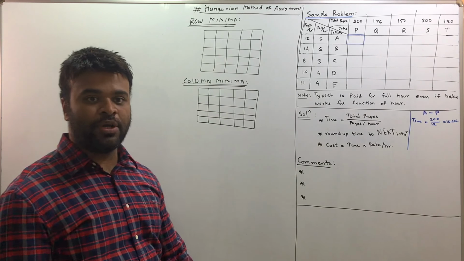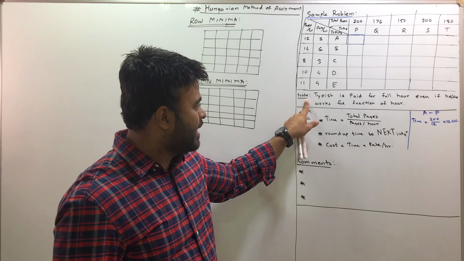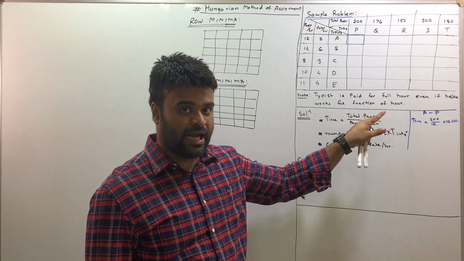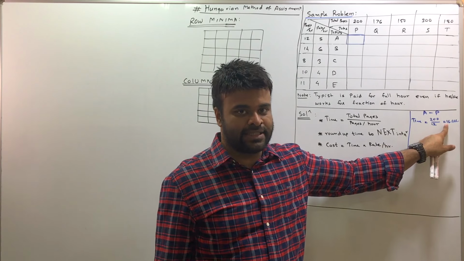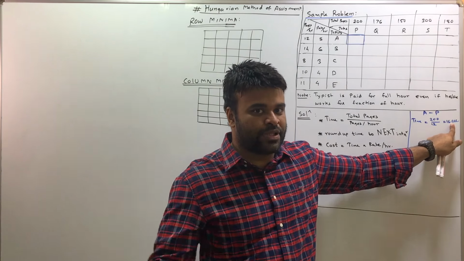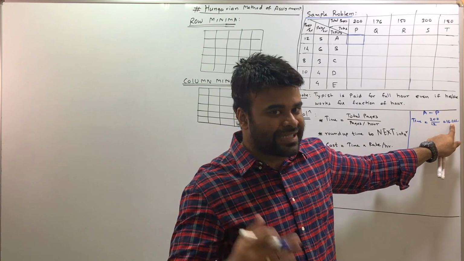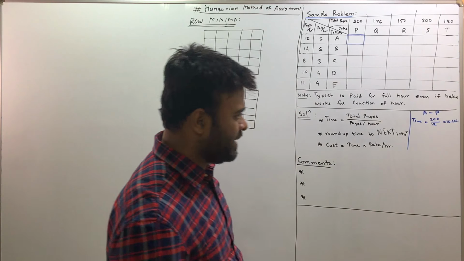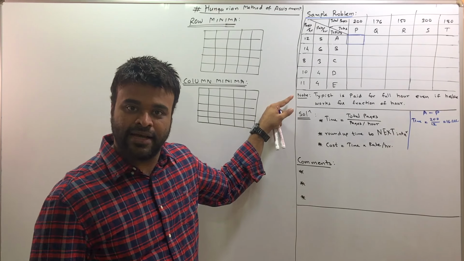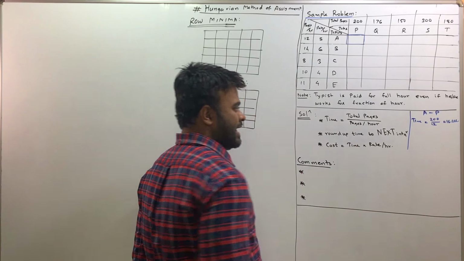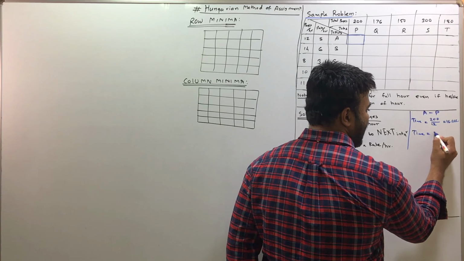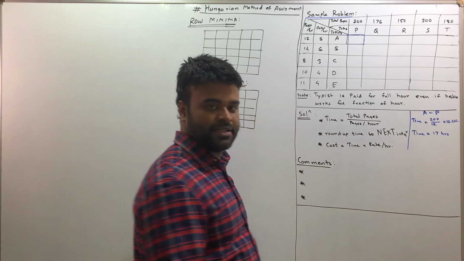Now I want to draw your attention to this note here. Read: the typist is paid for a full hour even if he or she works for a fraction of an hour. Now, the time here is 16.666. That is 16 hours and some more minutes that go into the 17th hour, right? So he's going to work 16 hours and some more minutes of the 17th hour. That means you have to pay him for 17 full hours. That is the employment condition, right? So now read the line here. The next line says to round up the time to the next integer. So you will take this time as 17 hours, as per this condition.